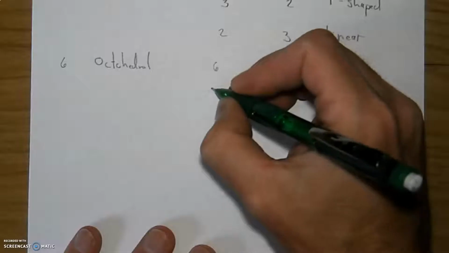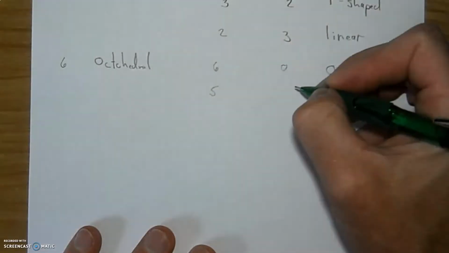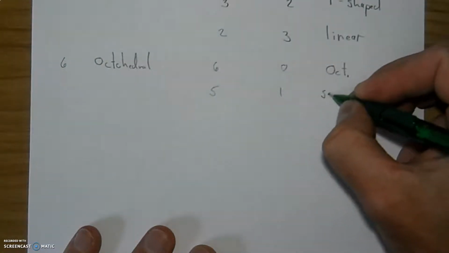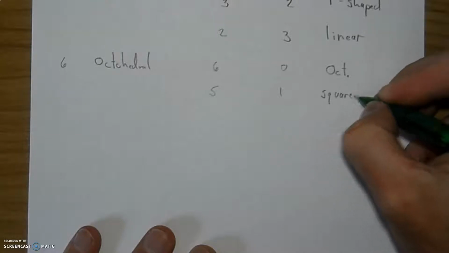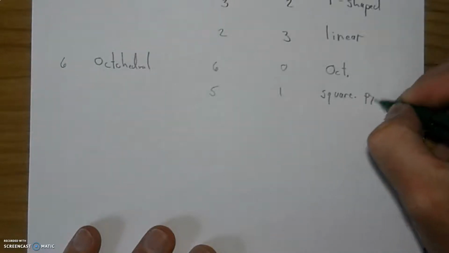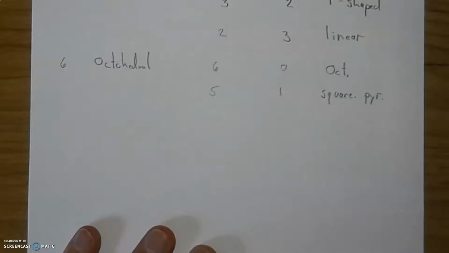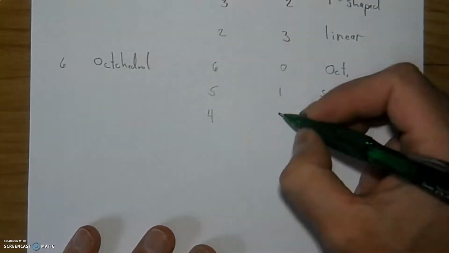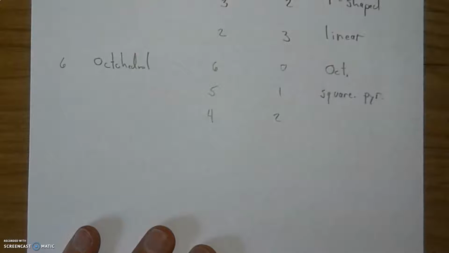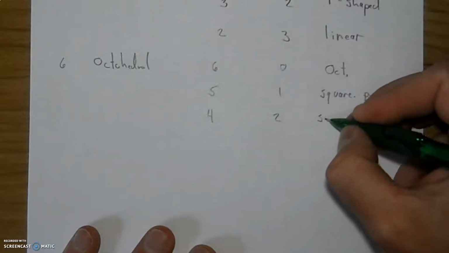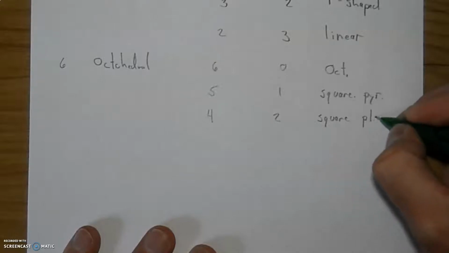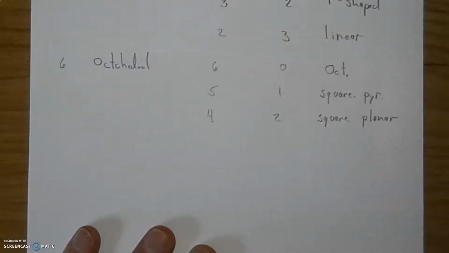If we knock off one of these bonded and replace it with a non-bonded, the shape that we're going to have will be square pyramidal, square pyramidal. And again, we'll look at the shapes here in just a moment. The last one that we actually will talk about here is having 4 bonded and 2 non-bonded. And for that one, we're still looking at square, but it'll be planar. Square planar will be the shape.